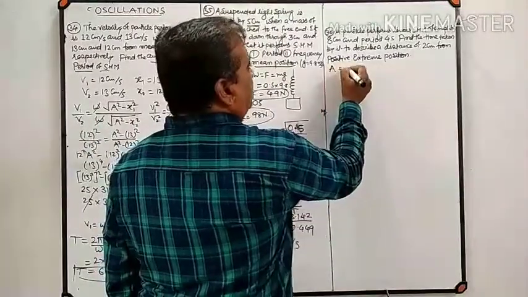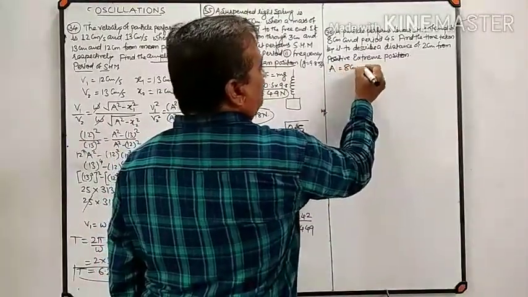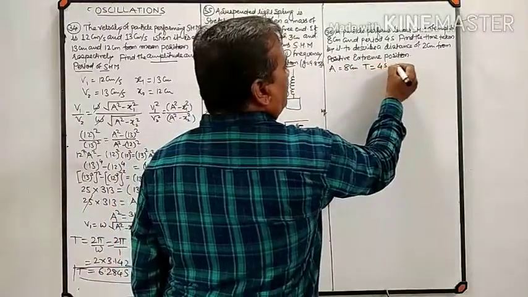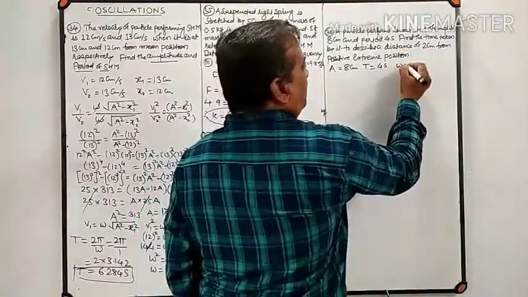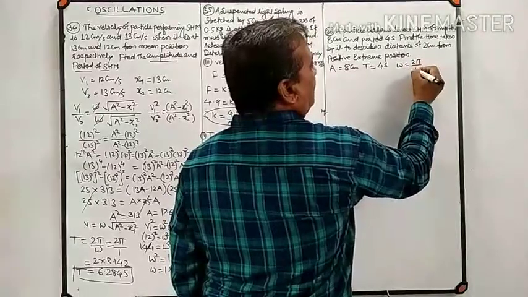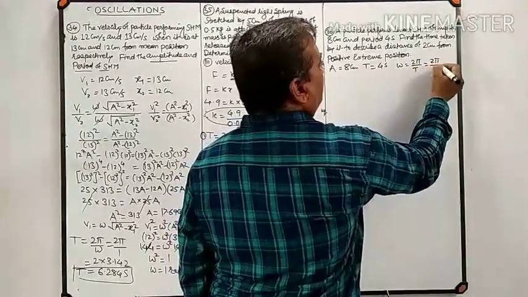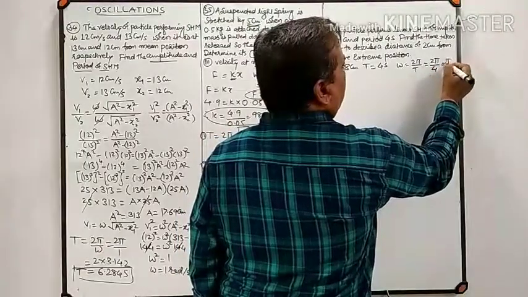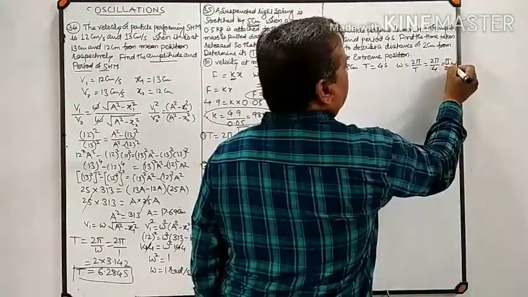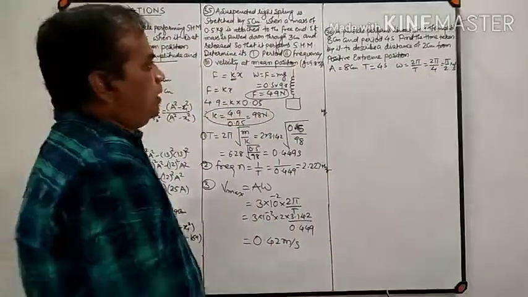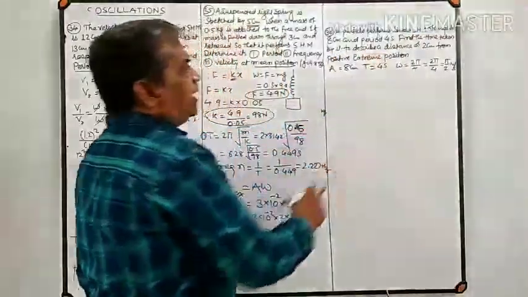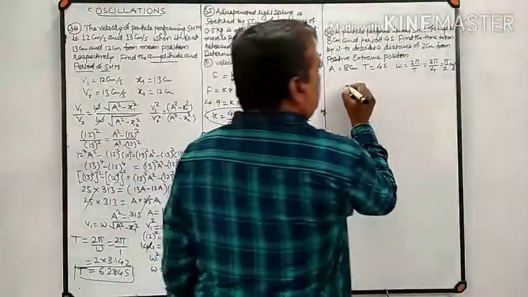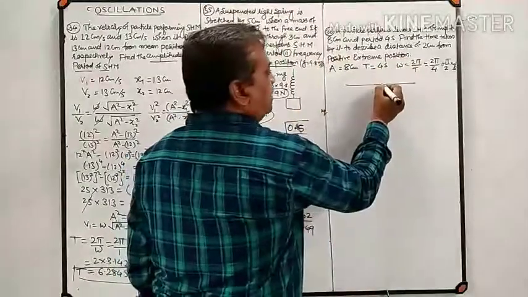Amplitude of the particle performing SHM is 8 centimeter. Time period T is equal to 4 seconds. Therefore, omega, which is equal to 2 pi divided by T, equals 2 pi divided by 4, or pi by 2 radian per second. Find the time taken by it to describe a distance of 2 centimeter from positive extreme position.